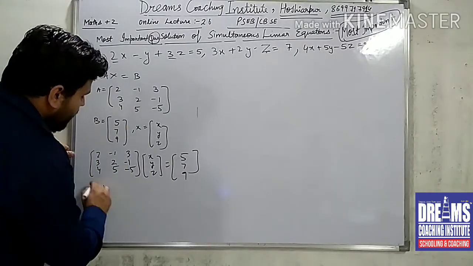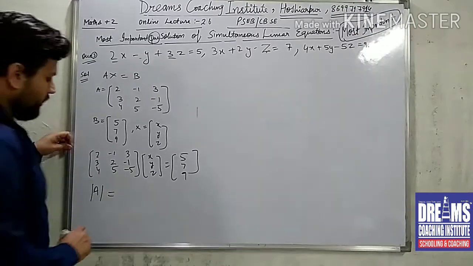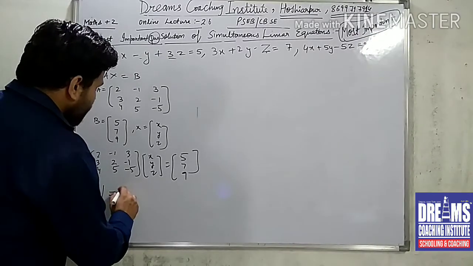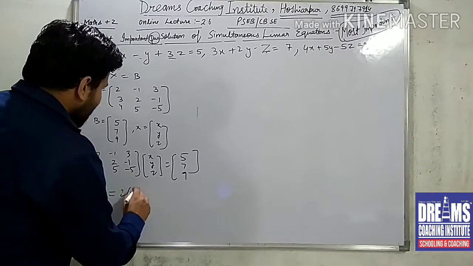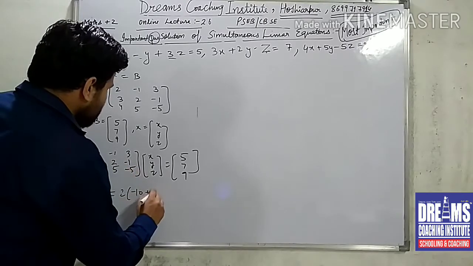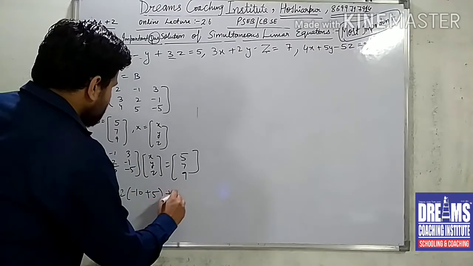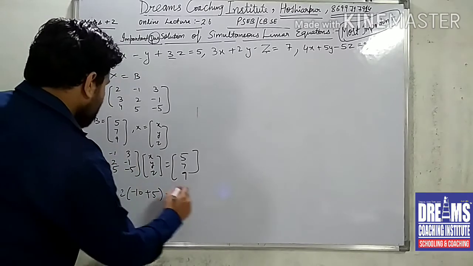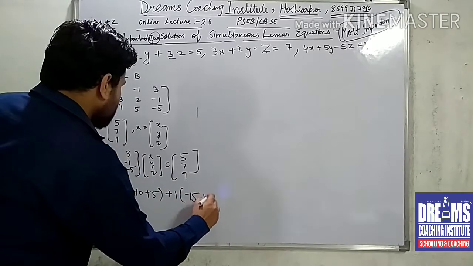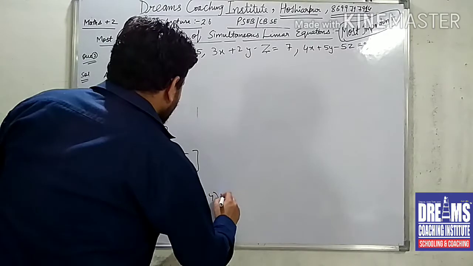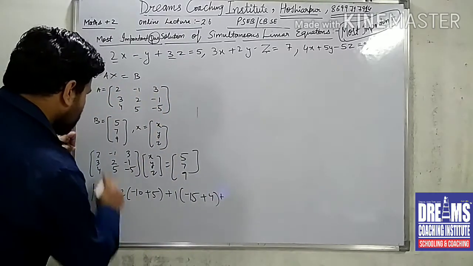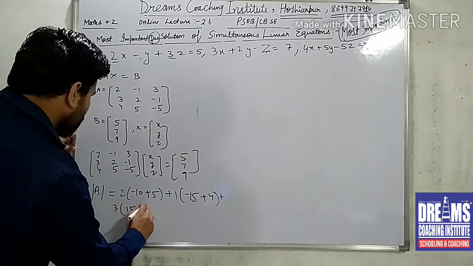So let us find the A determinant first to check consistent or inconsistent. So A determinant is given by first row. This is 2. This will be minus 10 and minus minus plus 5. Then minus minus plus. This is minus 15 minus minus plus 4. So last element is 3 over here. So plus 3. So 3 के लिए आप कितना है? 15 minus 4 is 8.